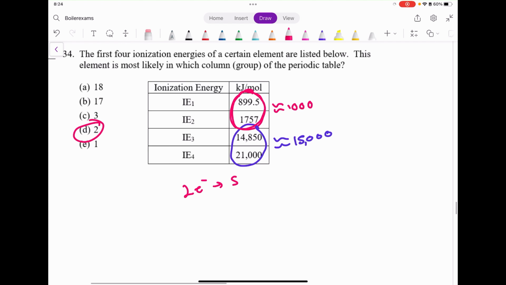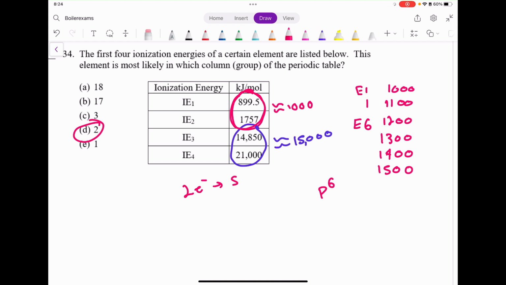So if this went on, say they gave me data for E1 through E6, say they all had like 1,000, and then like 1,100, and then 1,200, and so on. If it looked something like this, it might imply my outermost electrons might be in the p. I might have 6 p electrons. And then if there was a giant jump down to like 30,000, then I'd know I'd be tapping into the next s, or whatever orbital.